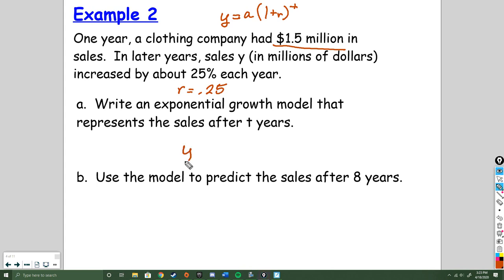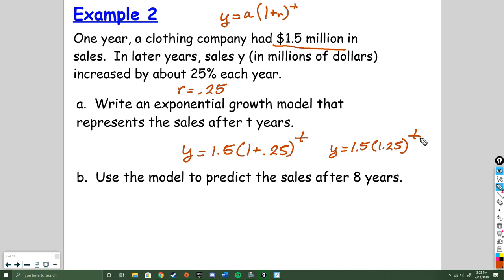All right, so we could represent the sales after t years as y equals 1.5 times 1 plus r to the t power. Remember, y is in millions, so we don't have to write out 1.5 million. Of course, we could leave it like this. We could also simplify. 1 plus 0.25 would be 1.25. So the simplified version of this equation would be 1.5 times 1.25 to the t power.